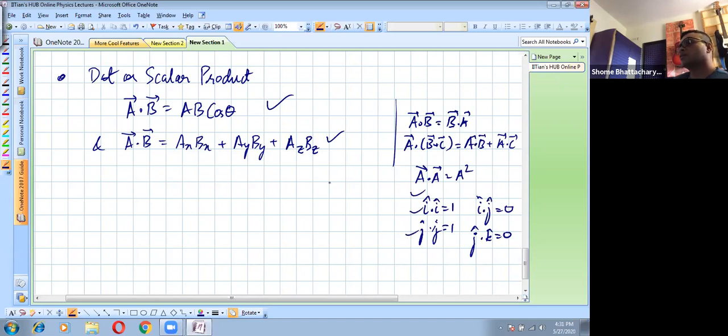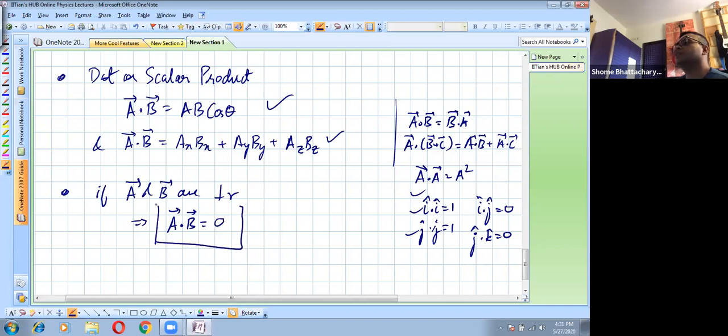Okay. So now coming back to one important application we saw: if A and B are perpendicular, then what happens? Their dot product is 0. So this is also an important theorem for us. How to check if two vectors are perpendicular, their dot product should be 0.